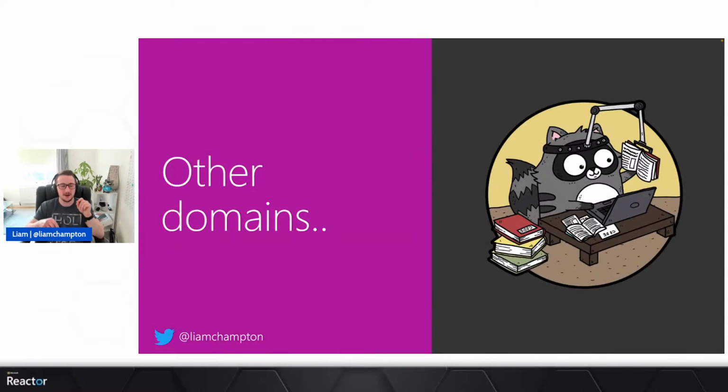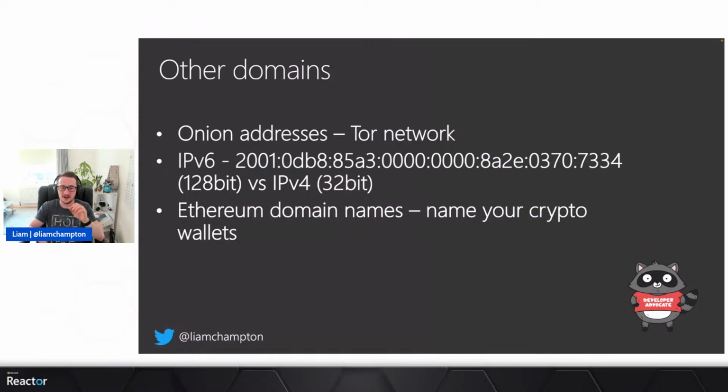So, other domains. I've talked a lot about IPv4 IP addresses, which is your standard 32-bit addresses. But there are others. The others, which I haven't really mentioned, probably worth a mention, not going to go into detail with: onion addresses, so the Tor network, your peer-to-peer networking. IPv6, which is like a newer version of IPv4, 128 bits against the 32-bit one you're used to, like 192.168.0.1, for example.